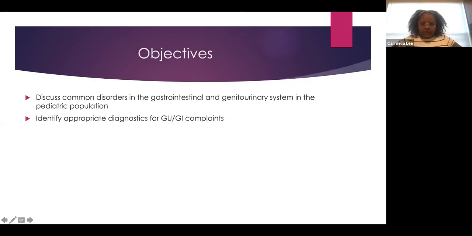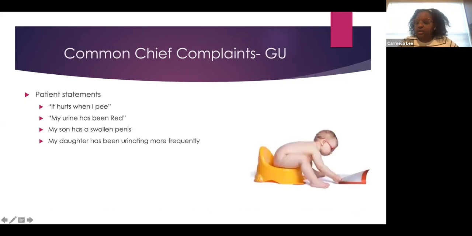The objectives for our discussion, one is to discuss some common disorders that you may see in the gastrointestinal and genitourinary system in the pediatric population. And then to see what are some of the appropriate diagnostics for these various complaints you may receive. Okay, so we're going to start first with the genitourinary system.